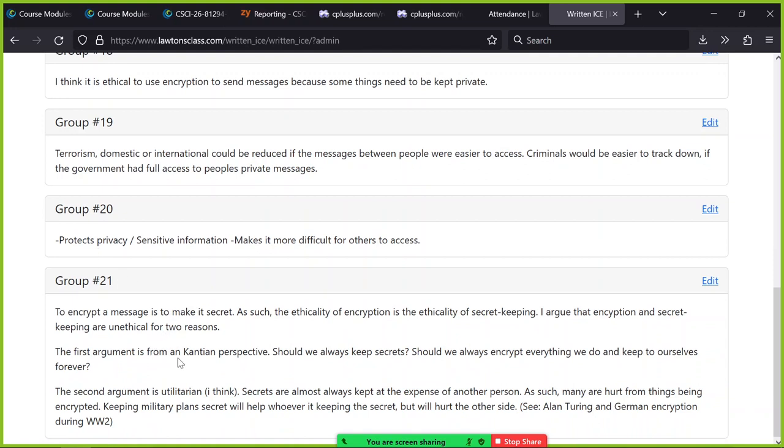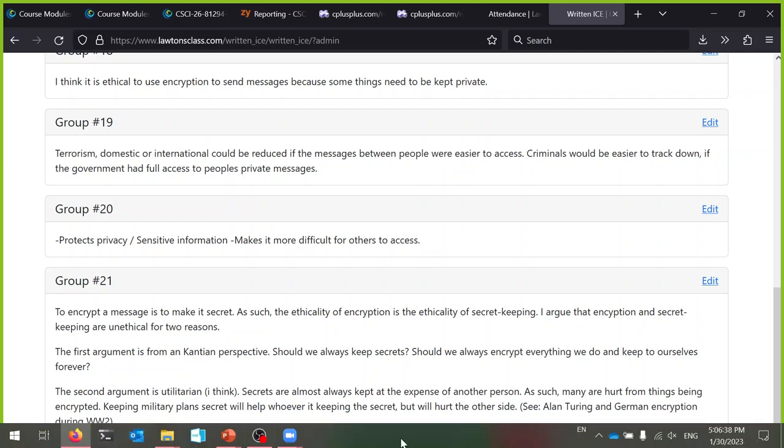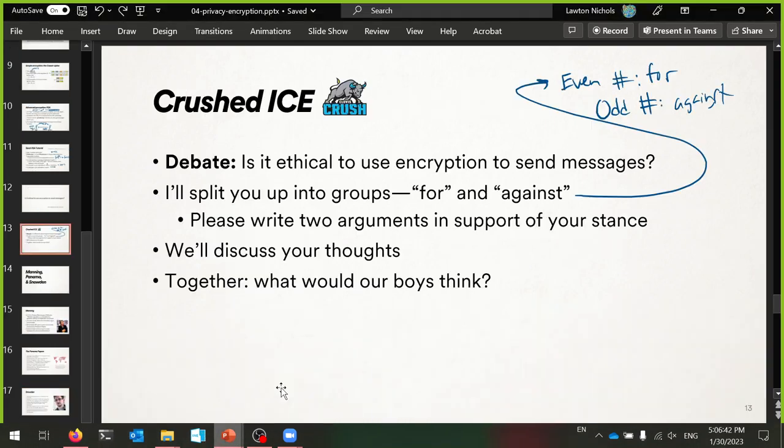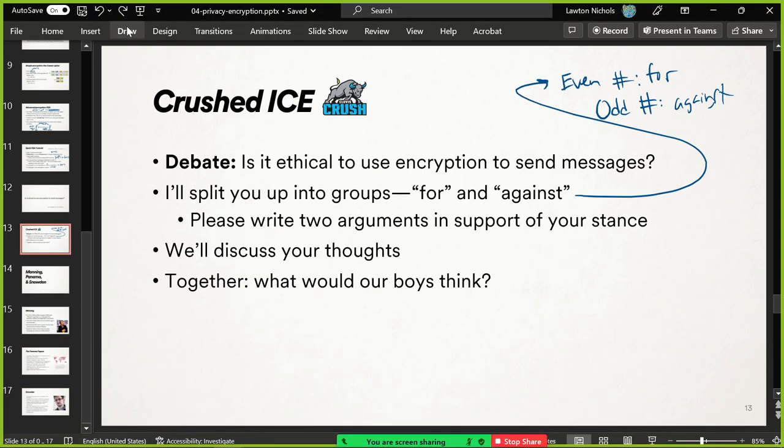Good job, Group 21, talking about Kantianism and utilitarianism. That's where I want to go right now. So in the remaining minutes, let us talk just briefly about what our boys might think. What would Kant say? What would Mill say?